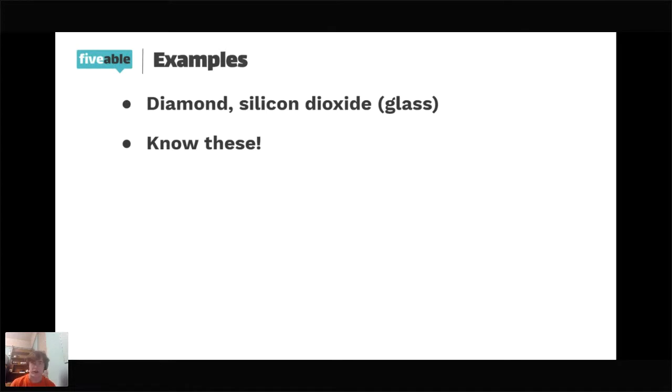I think one of my other team members is streaming different types of solids, and I haven't seen the slides, but I'm sure they mention covalent network solids.